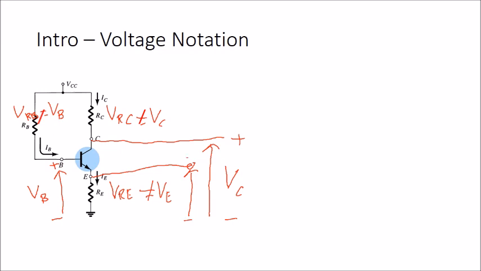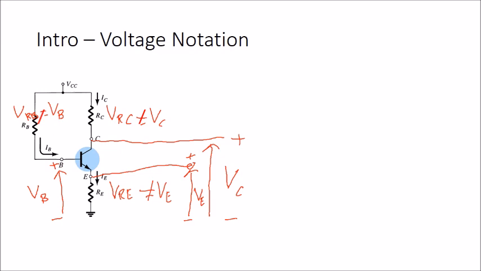In this case, VE is equal to VRE because between the E terminal and the ground terminal, we only have the RE. But VC is not equal to VRC because between the C terminal and the ground terminal, we have the voltage drop at the transistor and also the voltage drop at RE. But for the VRC, it's here. They are two different things.